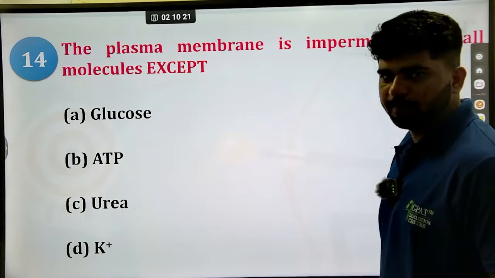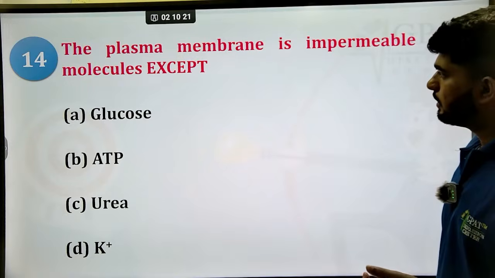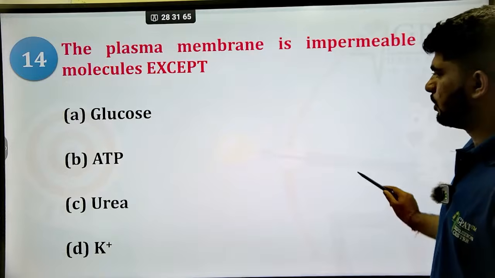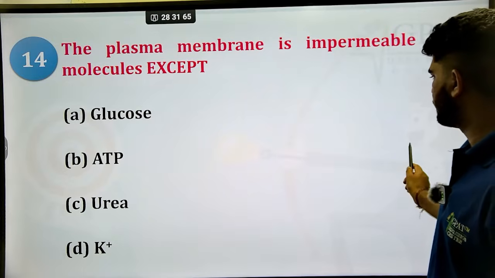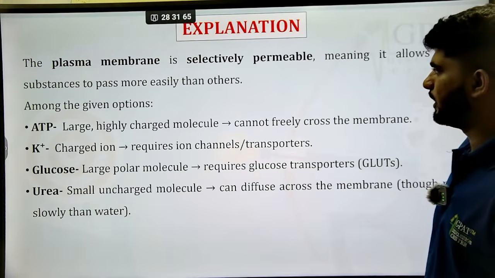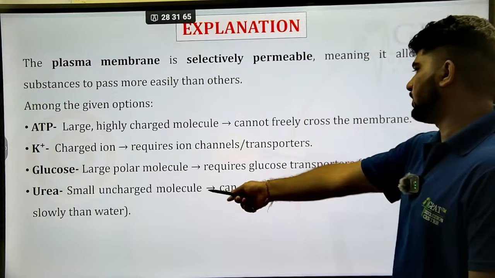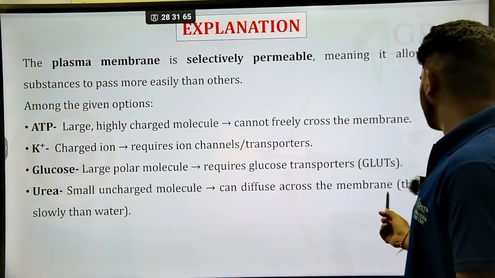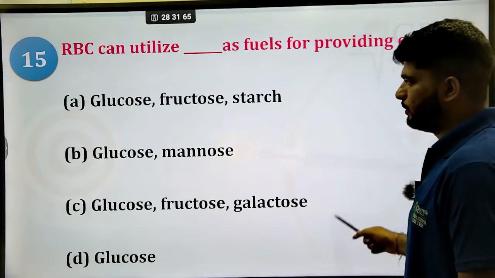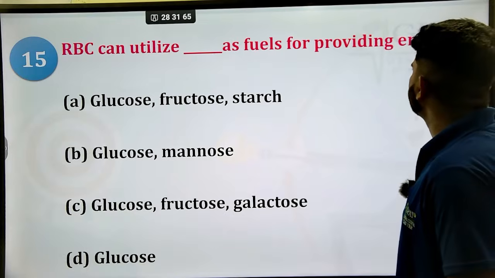The plasma membrane is impermeable to all molecules except, okay, the plasma membrane, that is nothing but your phospholipid bilayer. It is impermeable to molecules except what? Glucose, ATP, urea, or potassium. That is nothing but your urea, which is water soluble in nature. Small uncharged molecules can diffuse across the membrane, though more slowly than water. Urea.